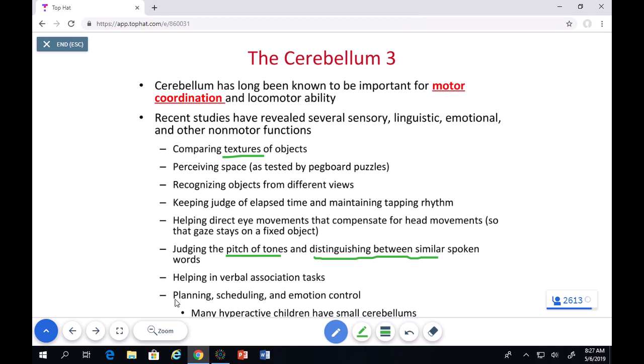We also find that our cerebellum is going to be linked to hyperactivity. Individuals that have been diagnosed with ADHD, preferentially or by proportion, will have a smaller cerebellum than individuals that have not been diagnosed with ADHD.